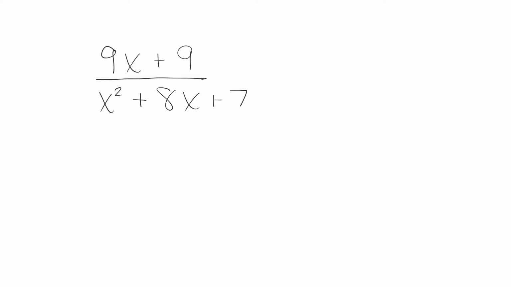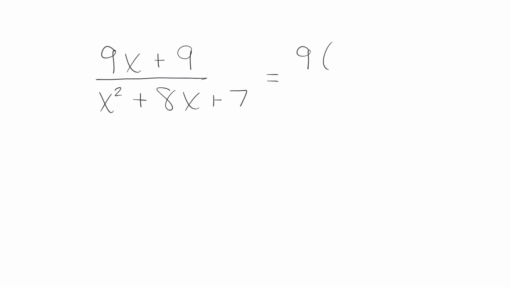Let's try another one. What if we have this? 9x plus 9 over x squared plus 8x plus 7. Okay, so this one looks a little bit different. This is not a quadratic in the numerator, so we're not going to be able to factor the same way we just did. But what we can do is take out a common factor here. We can take out a 9.